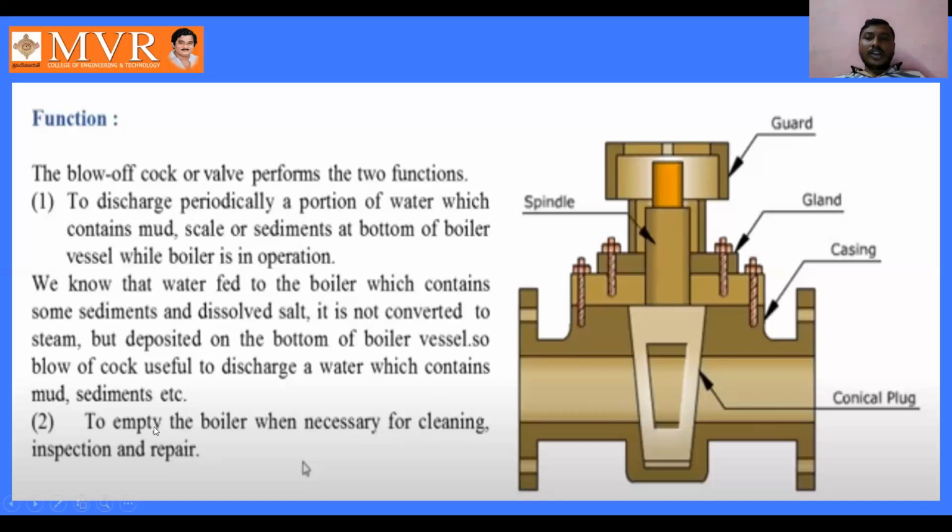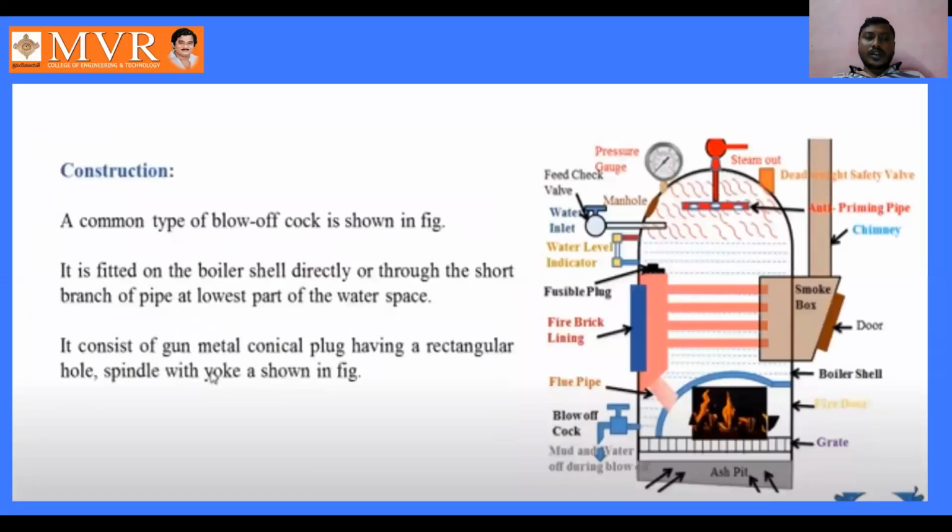The second function is to empty the boiler when necessary for cleaning, inspection and repair. Whenever there is a problem inside the boiler, for cleaning, inspection or repair purposes, we open this blow off cock. This is the functioning of the blow off cock. Coming to the construction, we can observe here the boiler shell, which is the Cochran boiler shell. The blow off cock is located at the bottom.